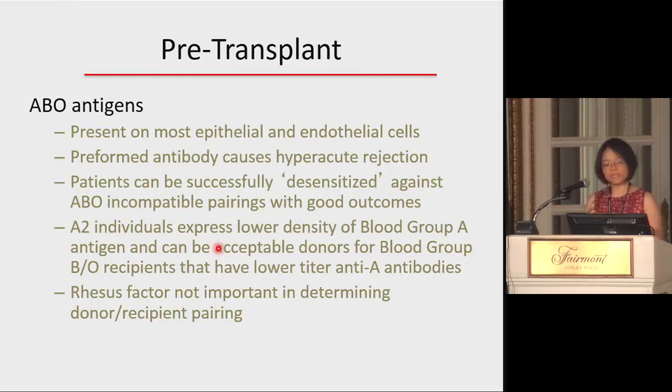desensitization. One big caveat is the A2 blood group individuals. This is a subtype of the blood group A. They actually express lower density of the A antigen and can be acceptable donors for blood group B recipients that have lower titer anti-A antibodies. And this is important basically because blood group B recipients have twice as long of a wait list as blood group A. So this allows them to potentially get an offer for a kidney much earlier.